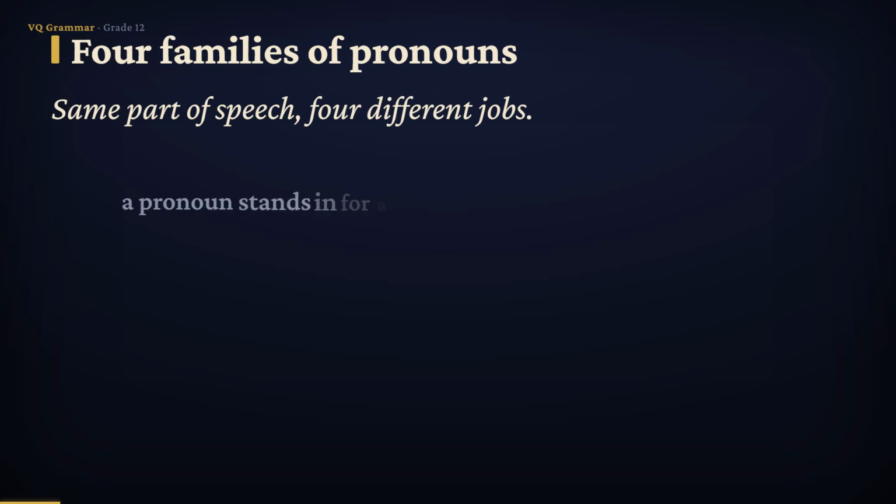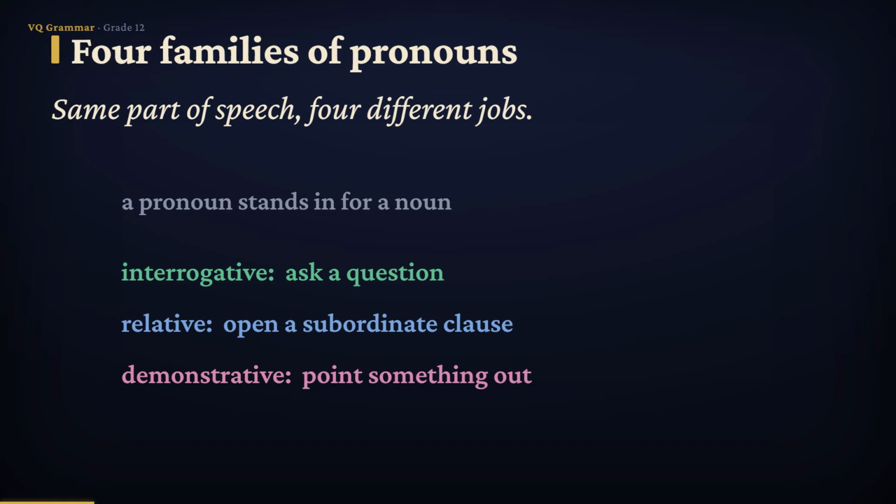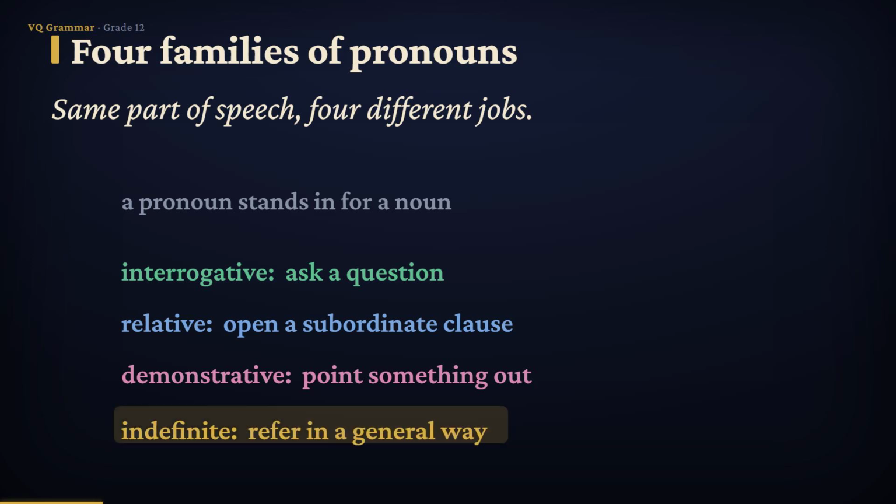Let's begin. Let's map out where we're going. Every pronoun stands in for a noun, so we don't have to repeat that noun over and over. But the 4 families each carry a distinct job. An interrogative pronoun asks a question. A relative pronoun opens a subordinate clause and ties it back to a noun. A demonstrative pronoun points something out. This one, not that one. And an indefinite pronoun refers to people or things in a general, unspecified way. 4 jobs, 4 families. We'll take them one at a time.